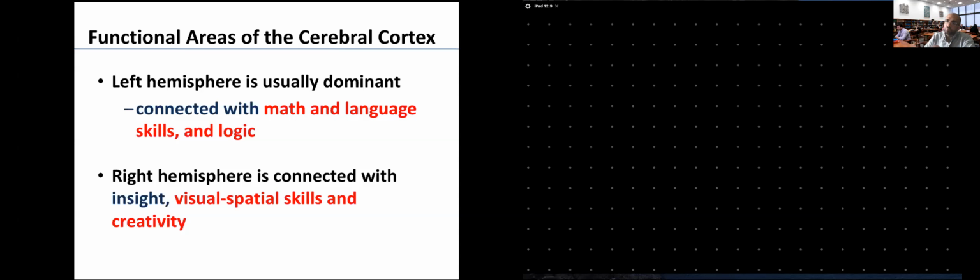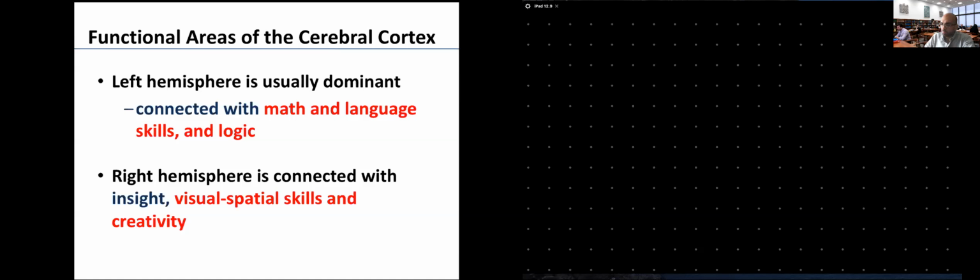All right, so the left cerebral hemisphere is usually dominant, and it's connected to math, language skills, and logic. The right cerebral hemisphere is connected with insight, visual spatial skills, and creativity. So this doesn't mean that you have one or the other. We have different levels of all of those abilities.